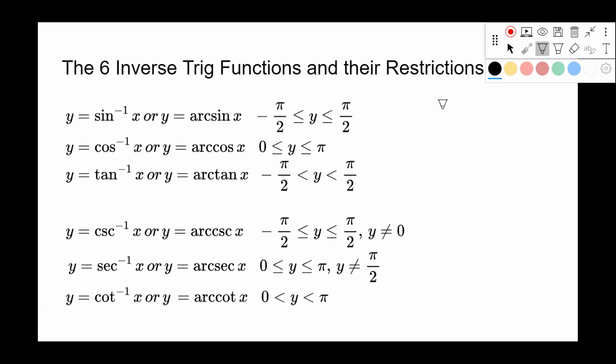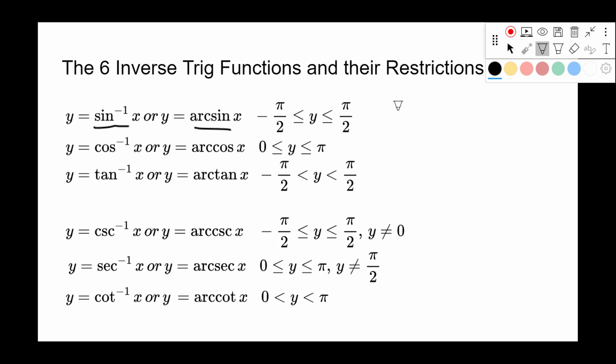So here's our summary. There are multiple ways to write the inverse trig functions. Some texts use the inverse sine notation. Other texts use arc sine. Both of them are used interchangeably. You can use either one. They mean the same exact thing. And these are your restrictions.